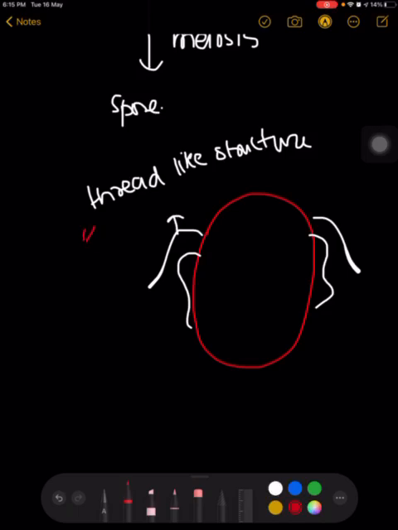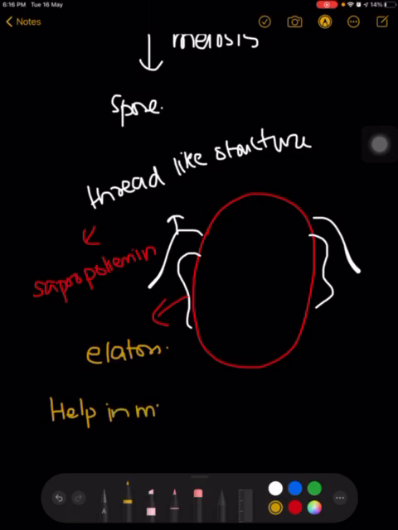This structure is basically made up of sporopollenin. Basically, sporopollenin is a secondary product, and we have discussed this in our previous lectures as well, right? This special structure is known as elaters. What is their function? They help in the movement of these spores in the air, and when they get favorable conditions, they will germinate.